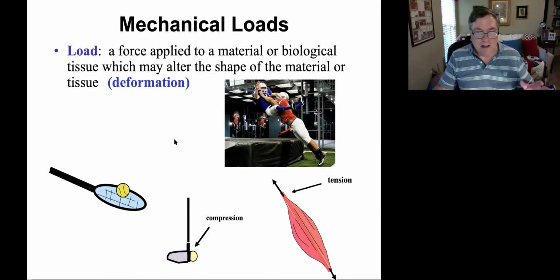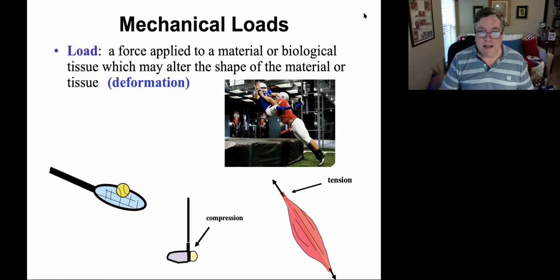So again, a load can be a compression force. When a tennis ball strikes the strings on a tennis racket, you got compression of the ball. You actually have tension and bending in the strings. Muscles produce tension or a pulling force. So let's look at these individual forces.